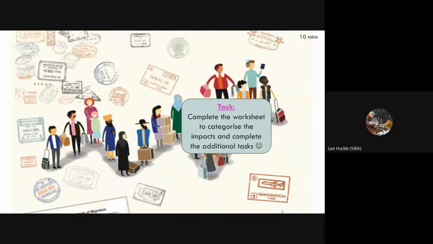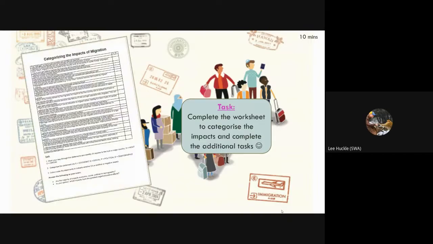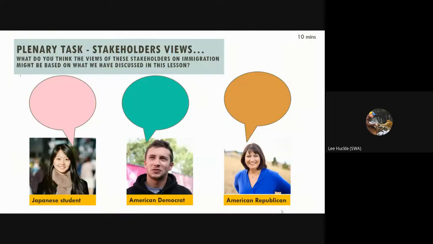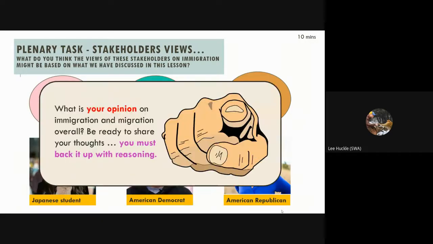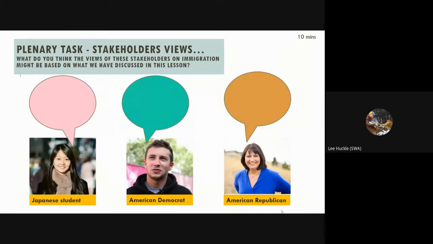And then the task was to complete a worksheet where you had lots of categories, lots of statements related to impacts of migration. And then you were categorizing them into, is this an impact on the host country or the origin country or the source country? And then you categorize them into economic, social, political, and demographic. And then we had a plenary task where we looked at different stakeholders' views. We looked at what does a Japanese student think, American Democrat, and American Republican.